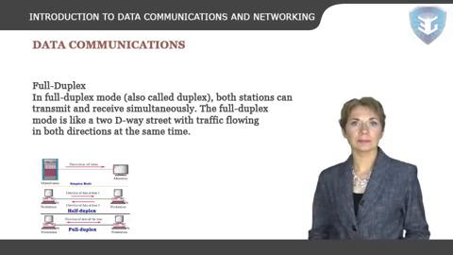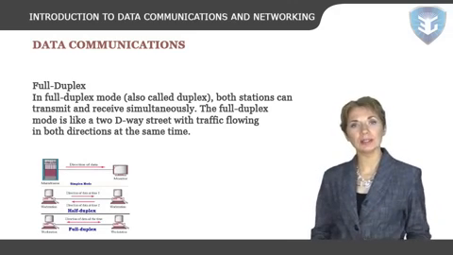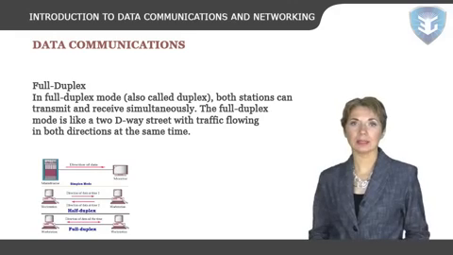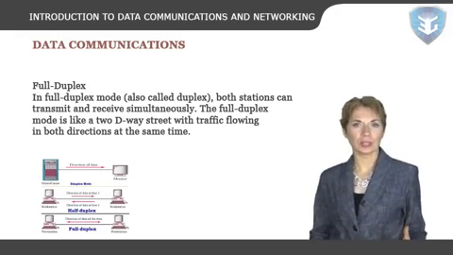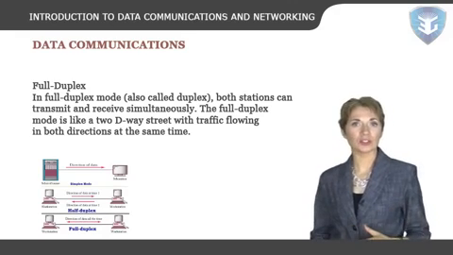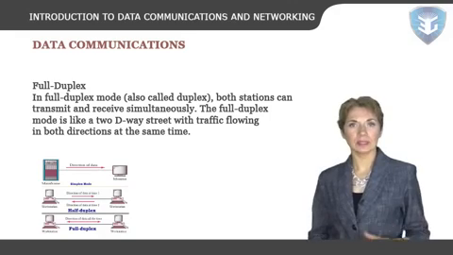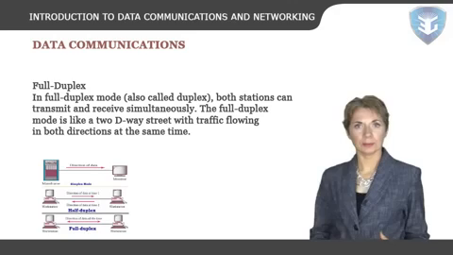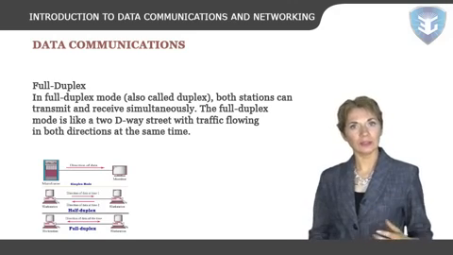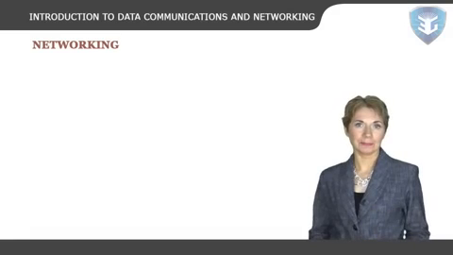Full duplex. In full duplex mode, also called duplex, both stations can transmit and receive simultaneously. The full duplex mode is like a two-way street with traffic flowing in both directions at the same time. In full duplex mode, signals going in one direction share the capacity of the link with signals going in the other direction.